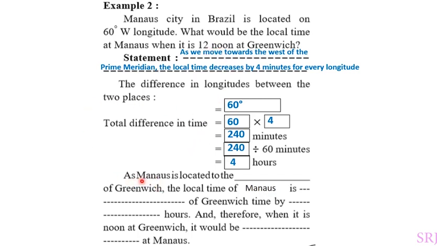So let us write the final answer. As Manaus is located to the west of the Greenwich, the local time of Manaus is behind of Greenwich time by 4 hours. And therefore, when it is noon at Greenwich, it would be 8 a.m. at Manaus.